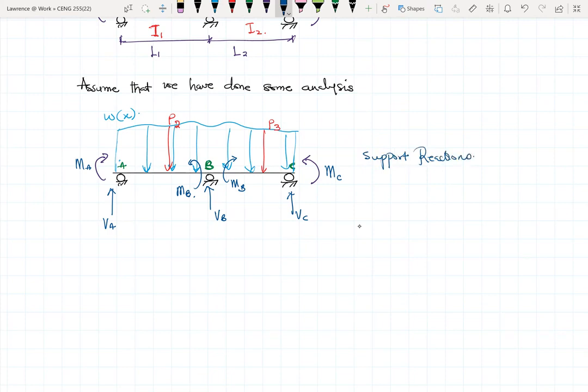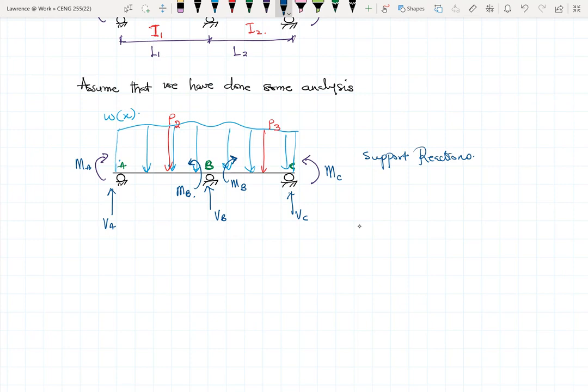Typically, if we're trying to break down what the reactions are, even at B, even though we have MB on the left and on the right, the one on the left is counterclockwise and the one on the right is clockwise. If you sum them up, you get 0. So these are the reactions that you'll find on a beam. This is more like a general idea. In most cases, you end up with some, but not all.